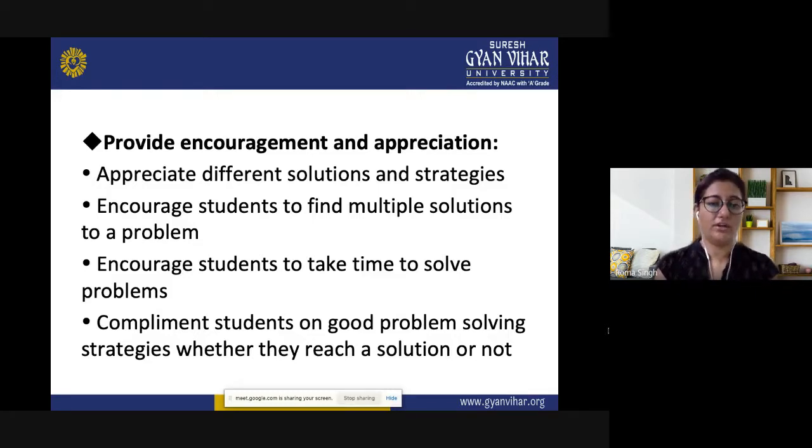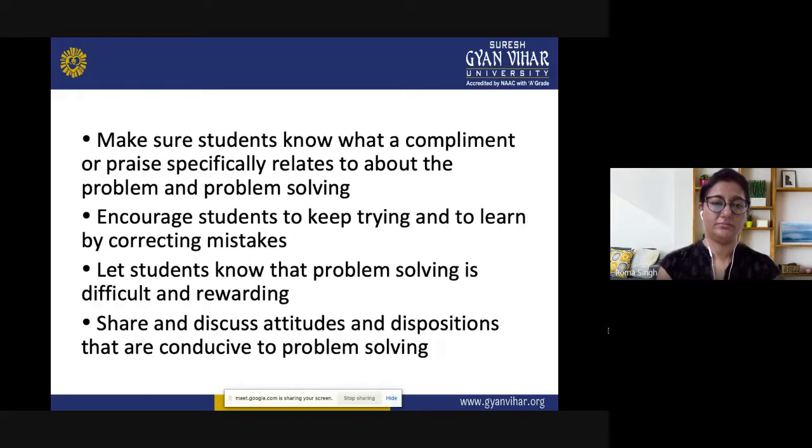So this is very important for the next time. They should feel motivated. Make sure that students know what a compliment or praise specifically relates to about the problem and problem solving. They should know that when you are trying to guide them, you are trying to motivate them, in what way you are praising them, or in what way you are complimenting them. So encourage students to keep trying and to learn by correcting their mistakes. This is very important. They have to learn that if they have made a mistake, they have to learn how to correct it. Do not let it be as it is.